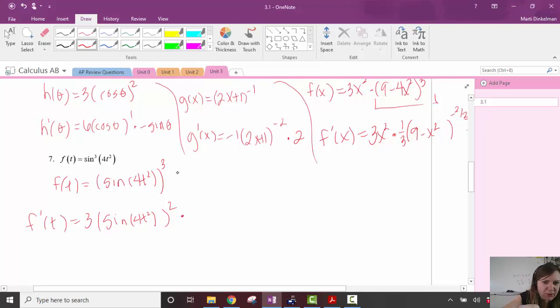Okay, so now I have to work on the inside. Derivative of the inside, well, the derivative of sine is cosine. And again, I'm supposed to be leaving the inside alone. And then finally, I can take the derivative of the 4t squared, which is 8t. So again, think about working from the outside in. First, take care of the cubed, then the sine, then the 4t squared. So cubed, we took care of the sine, and then the 4t squared.